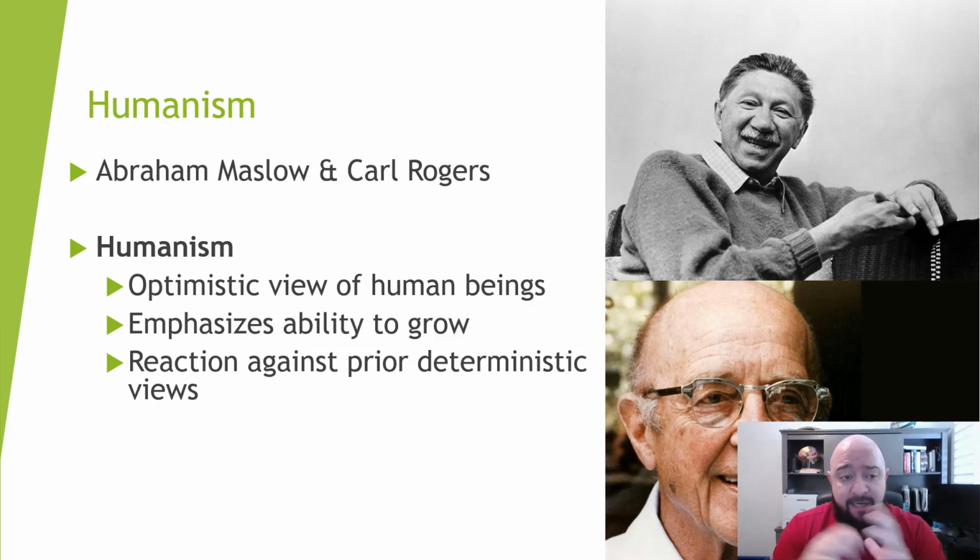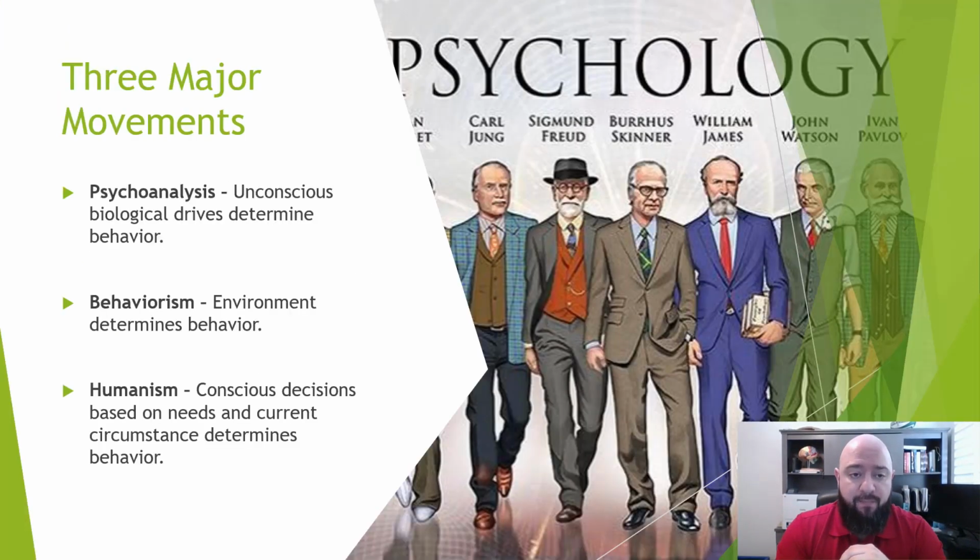Now, they didn't ignore the other two. So they didn't ignore biology. They still thought that biology played an important role, and they still thought the environment played an important role. However, they thought that these things have influence, but they're not in control of the behavior. And so instead they said, we make conscious decisions based on our immediate biological needs and based on our immediate circumstances. So they took biology and the environment and said that those are factors in our behavior when we make decisions about what we're going to do next.